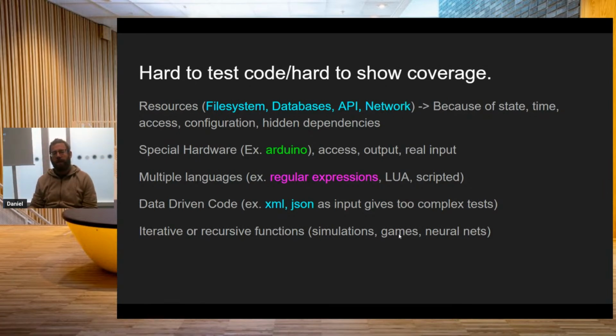There are also things like neural nets, where it's a similar case where we have a lot of data compressed into these neuron weights, and we don't fully understand how that works, or we can only understand a part of it, but it's hard to understand the system as a whole. So it's hard to test this in a good way. So it's hard also to show coverage for.